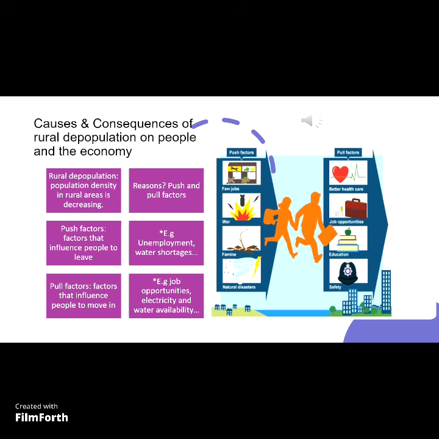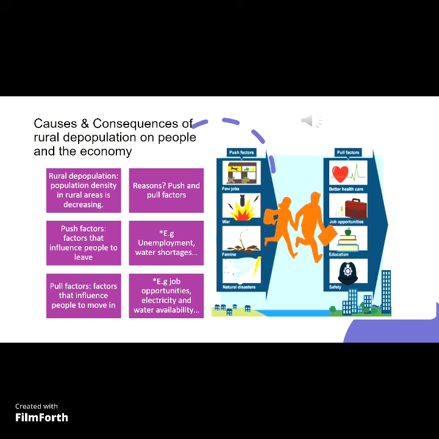Why is it decreasing? It is caused by the migration of people from rural areas in search for a higher quality of living and employment in urban areas. So, reasons that make people move are push and pull factors. Now, what is a push factor? A push factor or push factors are factors that influence people to leave.